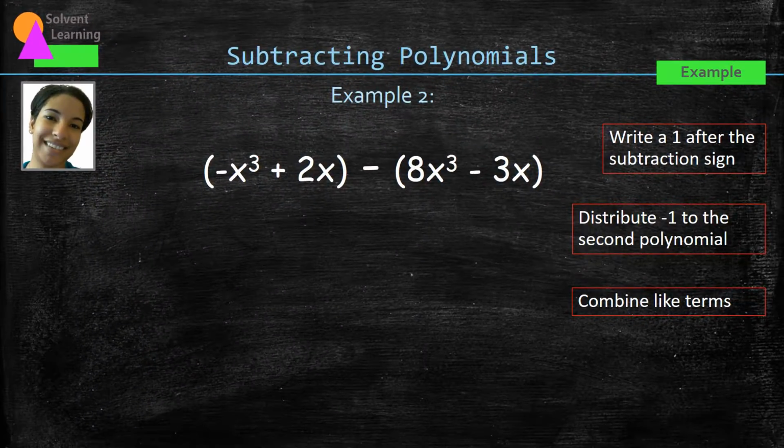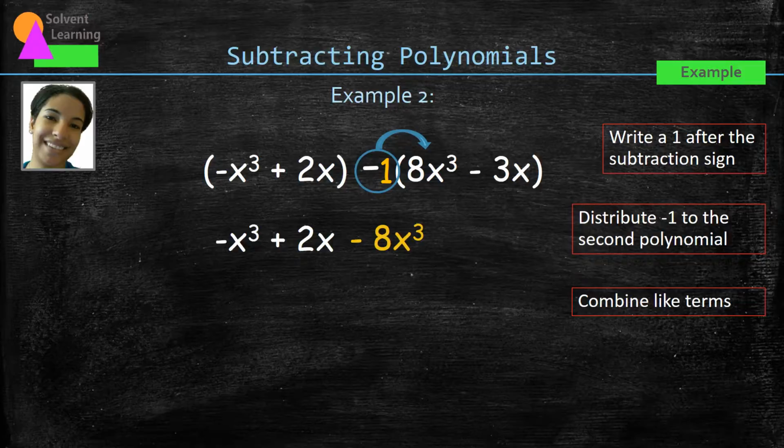Okay, so we have our steps written there for us. Let's make sure that we follow those. Okay, first we write down the first polynomial as it is, just without the parentheses. Okay, then we write the 1 after the subtraction sign, and we're going to distribute the subtraction sign with the 1. We treat it as a -1 now. Distribute it throughout the terms in the second polynomial.